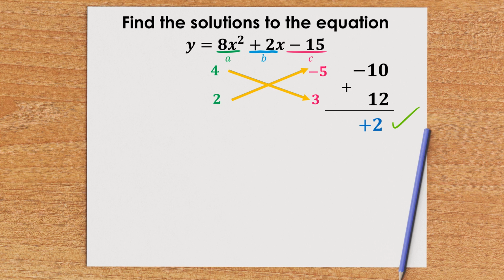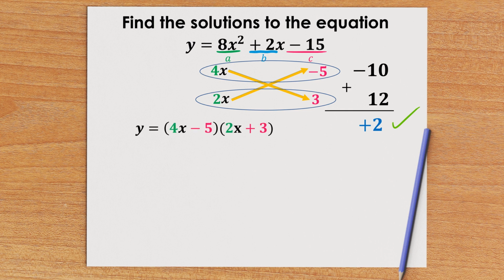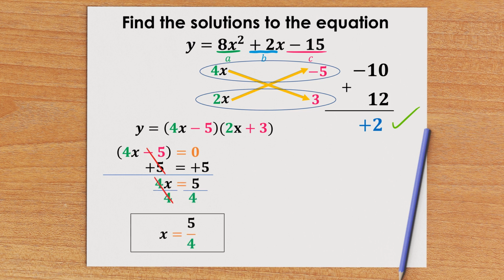The next step is to simply put an x beside each number on the left. They become our coefficients. So our 4 will become 4x, and our 2 will become 2x. Our numbers on the right become our constants. Last, we simply group them up like so, giving us a factored form of 4x minus 5 times 2x plus 3. All that's left is setting them equal to 0 and solving for x, which gives us x equals 5 over 4 and x equals negative 3 over 2.